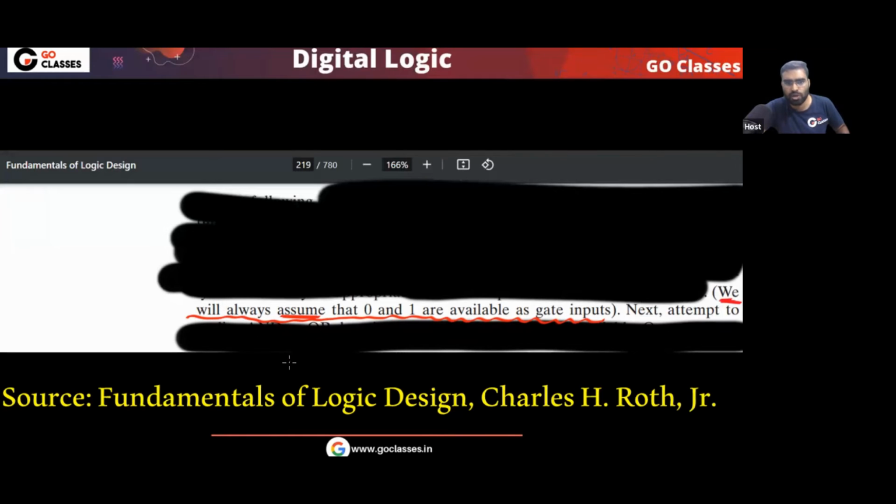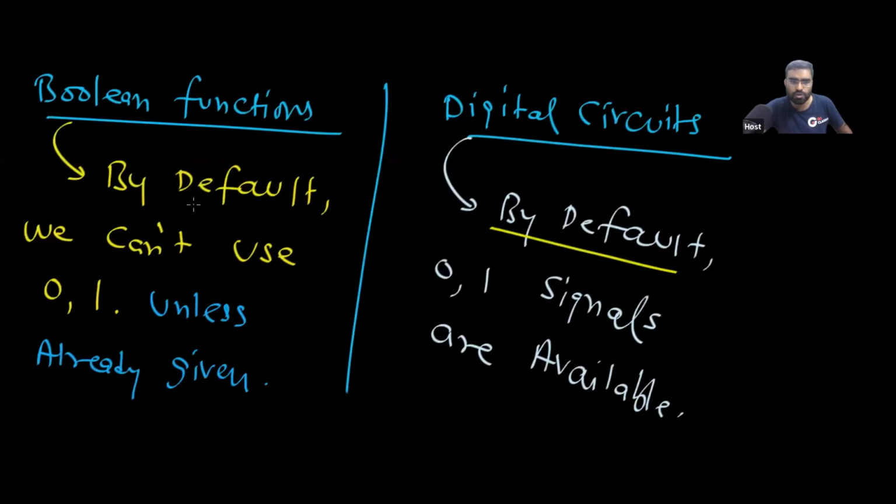So remember, this is the source. You can check it out: Charles Roth book, Digital Logic Design. That is the reason I'm saying that when a set of Boolean functions is given to you, you cannot use 0, 1 by default unless they are already given.